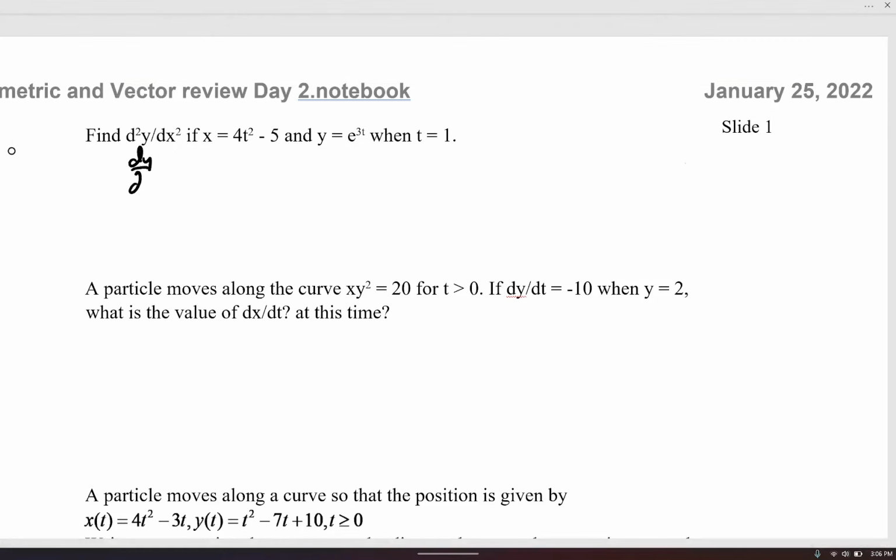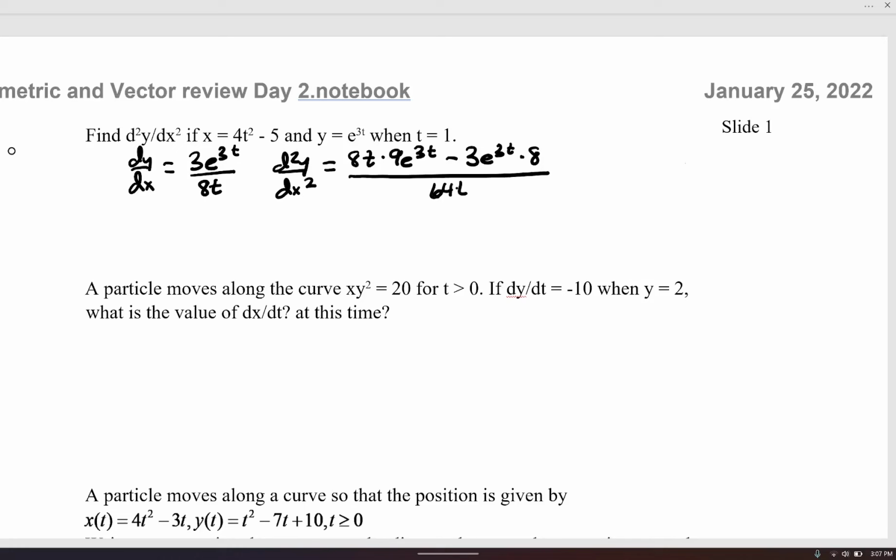dy/dx is equal to 3e^(3t) over 8t. So the second derivative is the bottom times the derivative of the top, minus the top times the derivative of the bottom, over the bottom squared, over dx/dt, which is 8t.